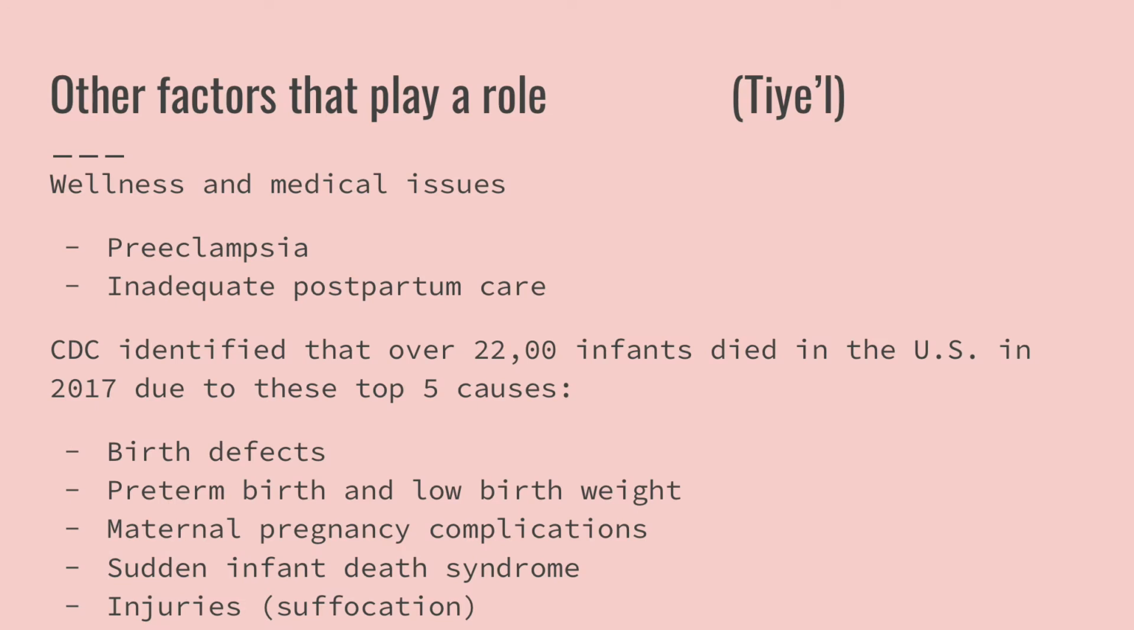Wellness and medical issues such as preeclampsia and inadequate postpartum care are also factors that play a role in maternal and infant mortality rates. The CDC identifies that over 22,000 infants died in the U.S. in 2017 due to these top 5 causes: birth defects, preterm birth and low birth weight, maternal pregnancy complications, sudden infant death syndrome, and injuries such as suffocation. Pregnancy complications fall into factors such as anemia, hypertension, gestational diabetes, and overweight or obese lifestyles.